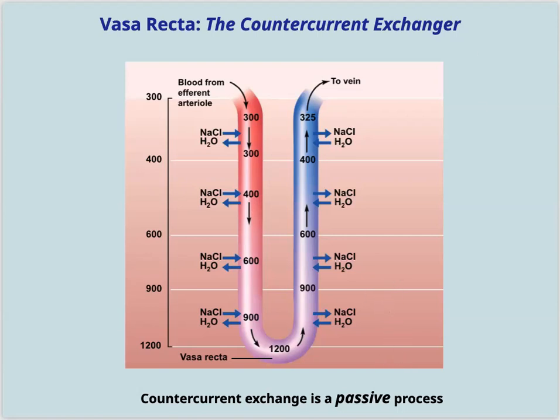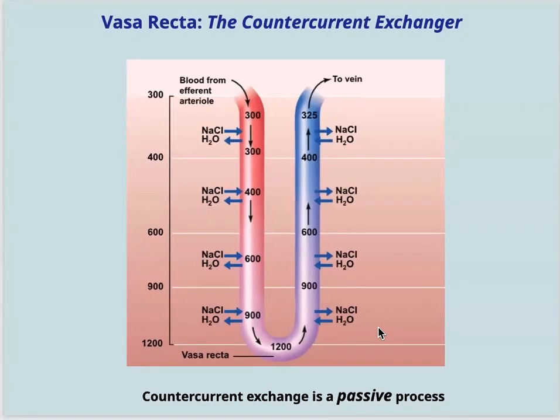So this process is called countercurrent exchange, and vasa recta is called the countercurrent exchanger. This process is a passive process, unlike the process of countercurrent multiplication. Okay, so countercurrent exchange is a passive process. It maintains the osmotic gradient in the medullary interstitium.